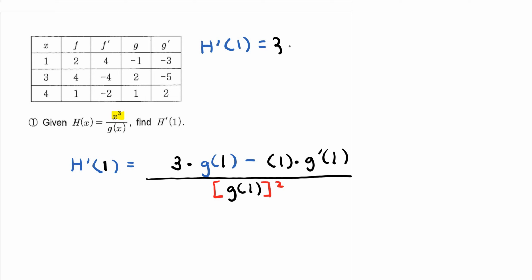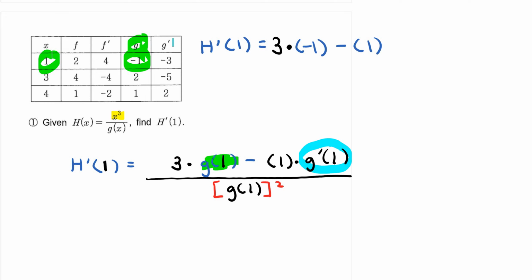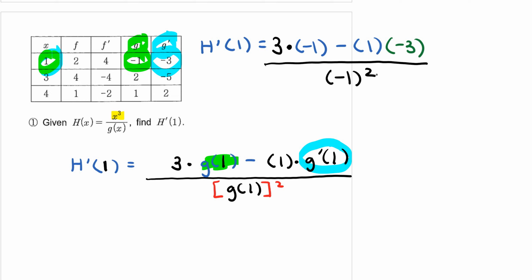So this would be a 3 times. Now what's g of 1? Well, here's g, here's 1. G of 1 is going to be negative 1. So 3 times negative 1 minus 1 times, and then I have g prime of 1. Well, here's g prime, there's 1. So g prime of 1 is going to be negative 3. So times by negative 3, all divided by g of 1 squared. So g of 1 we know is going to be negative 1, and then we just square that.